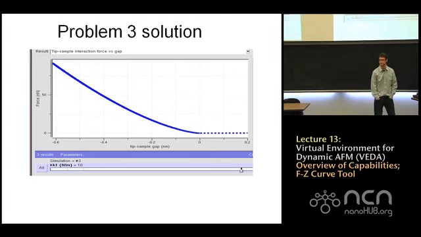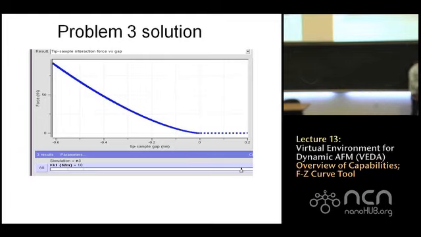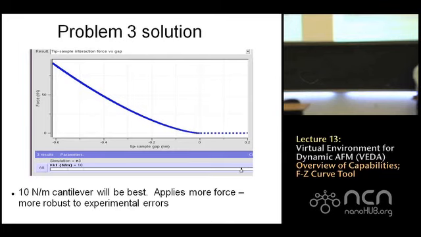Does that make sense to everybody? All right, good. Okay, so that's the last example we want to do today. And yes, so the 10 Newton per meter cantilever is the best.